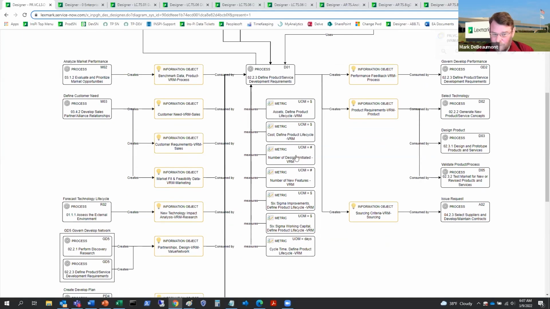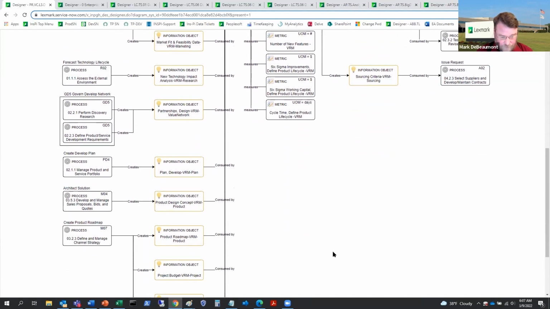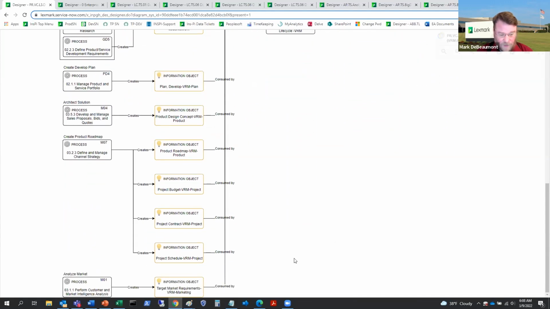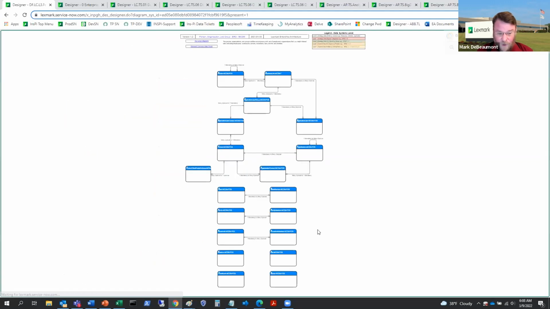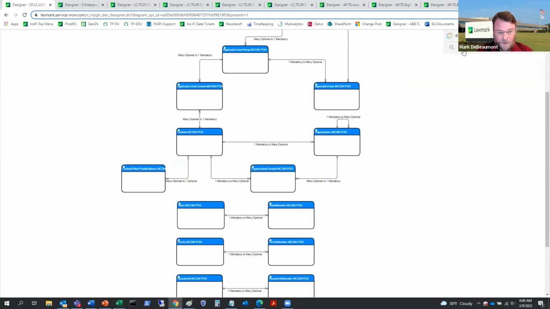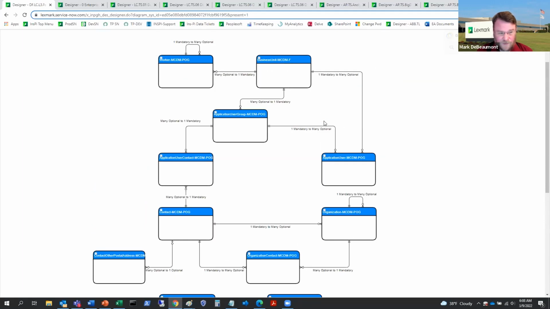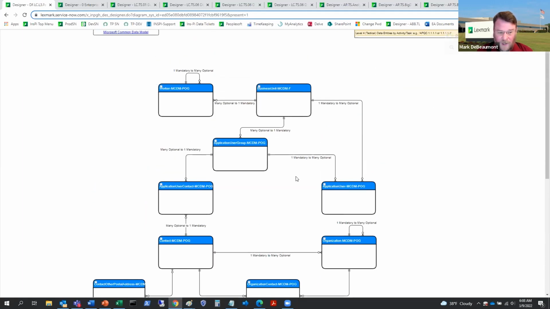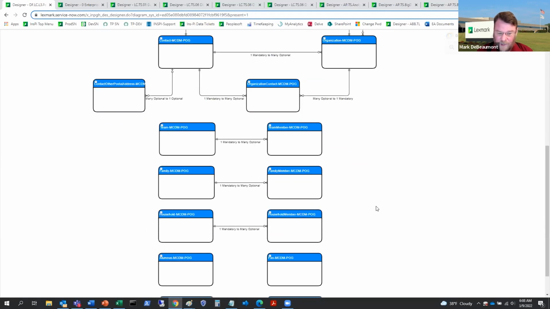A metric component. If we wanted to measure how this process is doing or what this process is performing, these are the metrics that we can choose from. They've already been connected and established from a relationship perspective. And we can look at any one of these in much more detail. If I wanted to go into an information object and find out how this is applied at a level 4, this is the Microsoft Common Data Model that is associated to that one data element. When you go to a level 4, it has multiple elements from an entity perspective that we can leverage.